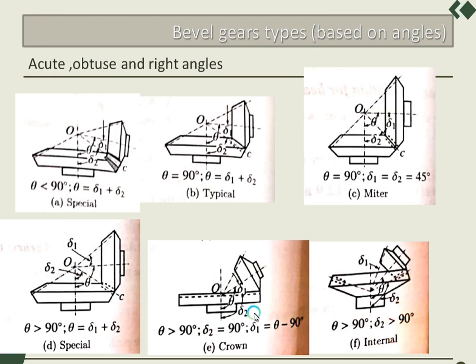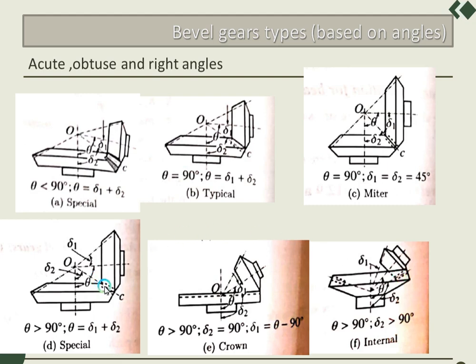Similarly, in the second case of obtuse angle bevel gear, theta is greater than 90 degrees and delta 2 is also greater than 90 degrees. Compared to the previous obtuse angle bevel gear, you can observe in this case that delta 2 is greater than 90 degrees. So we call this an internal gear, where the pinion is connected internally to the gear.